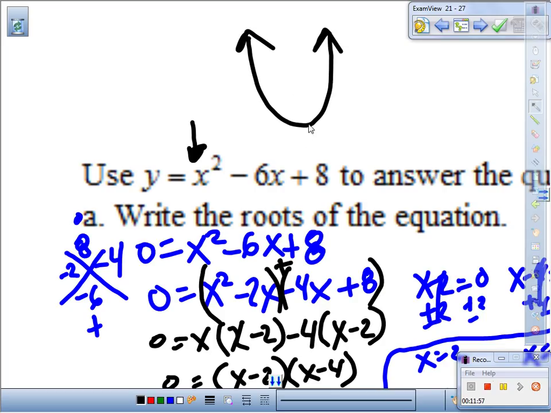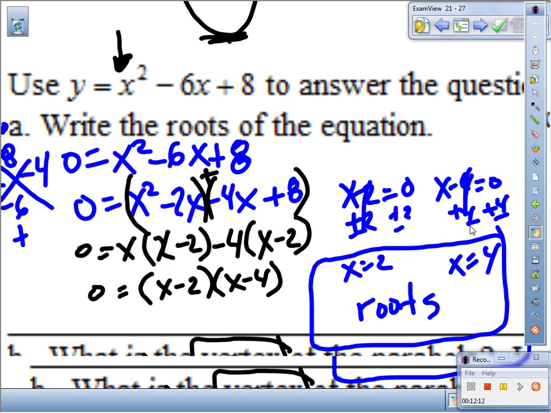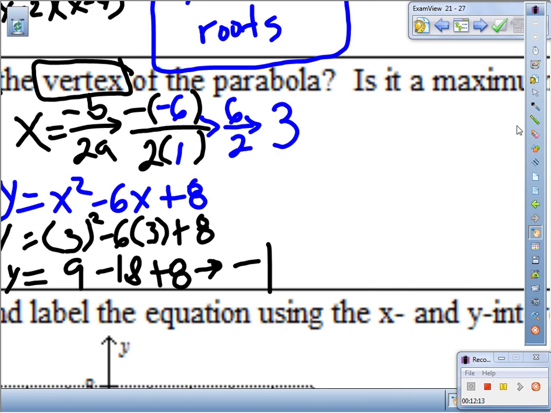If it's a happy face, what are we going to call this point right here? Minimum, because it's down there. Imagine a roller coaster. That's the minimum. If it was the other way, it would be the what? Maximum. So this is a minimum.